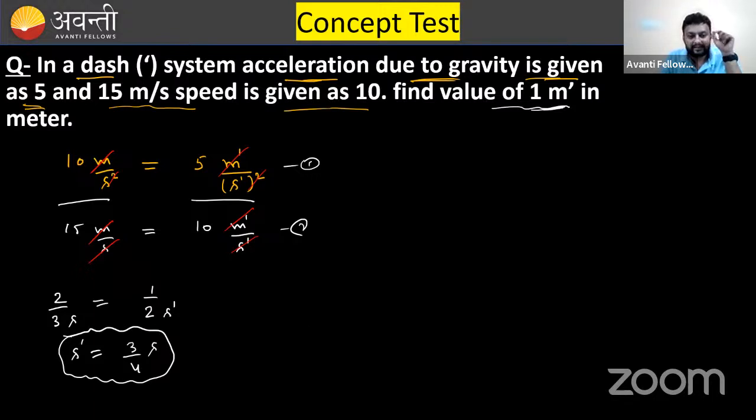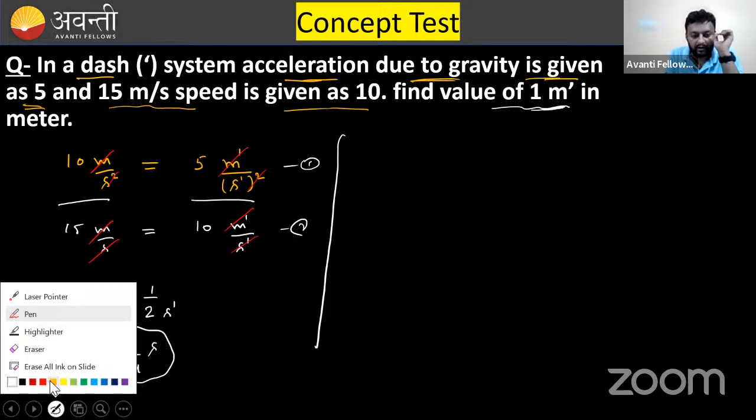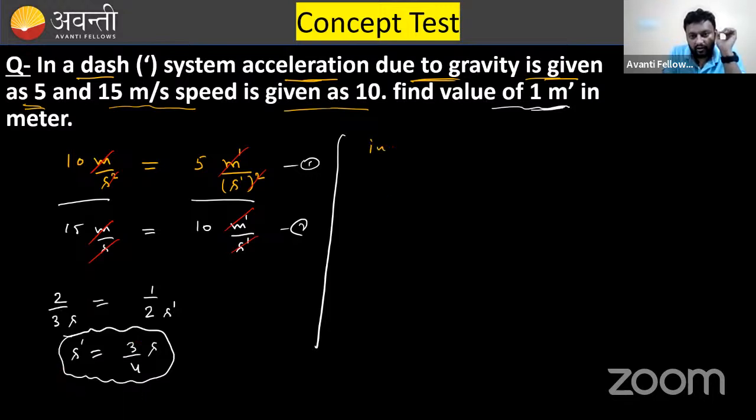Now, can you place these values in either of the two equations? You can place this value of second dash in either of the two equations. So I am putting it in equation 2, whatever you want to say. I am putting this value. So equation 2, if I put, that is 15 meter per second is equal to 10 meter dash divided by second dash, which is 3 by 4 second. Now you can cancel out the things.